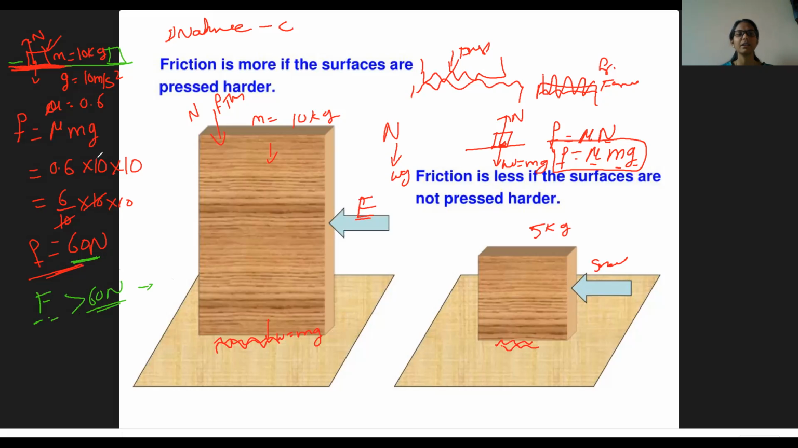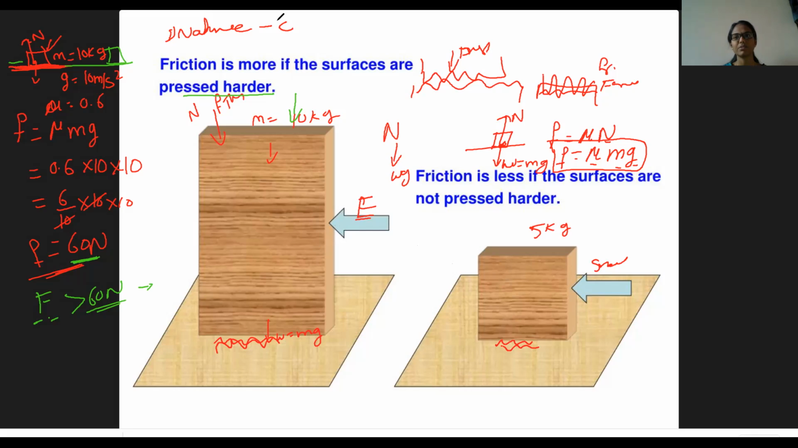Now try to understand, friction depends on how hard you press. Okay, friction is more if the surfaces are pressed harder. If you press harder, that means if you increase the mass, if you put one block less, if you put 20 blocks upon that, more friction will act. That's why you can easily pull the mat if nobody is sitting on it. If you put 10 kgs on the mat, that time it is very difficult. That means friction is more when you put more blocks on the mat. Okay, children, I hope this is clear.